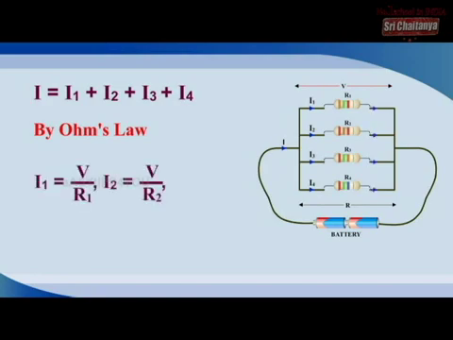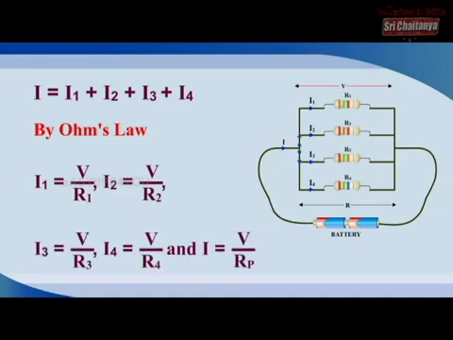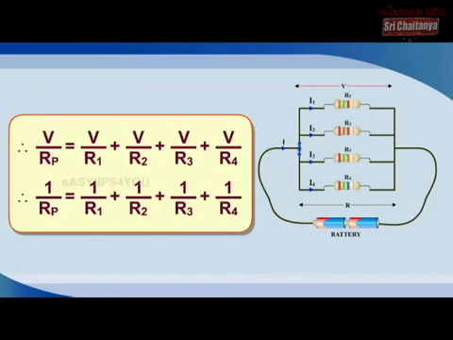By Ohm's law, I1 equals V by R1, I2 equals V by R2, I3 equals V by R3, I4 equals V by R4 and I equals V by Rp, where Rp is the equivalent or effective resistance of the parallel combination. Therefore, V by Rp equals V by R1 plus V by R2 plus V by R3 plus V by R4. 1 by Rp equals 1 by R1 plus 1 by R2 plus 1 by R3 plus 1 by R4.